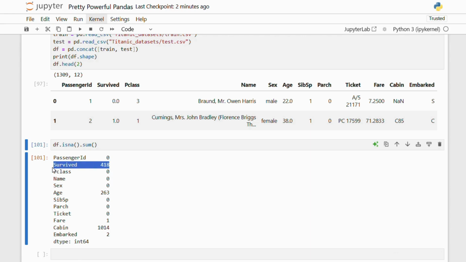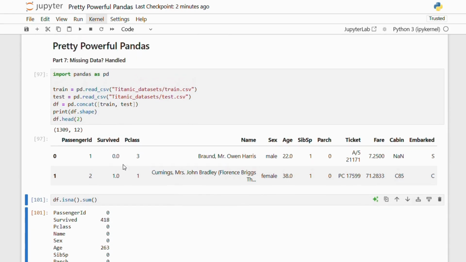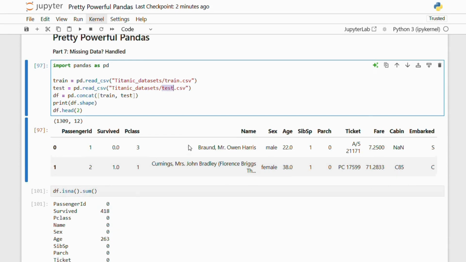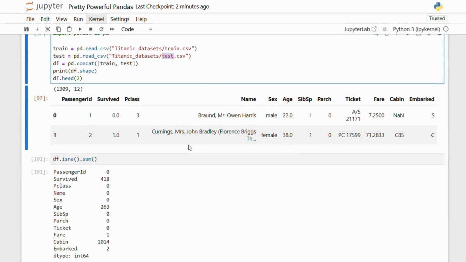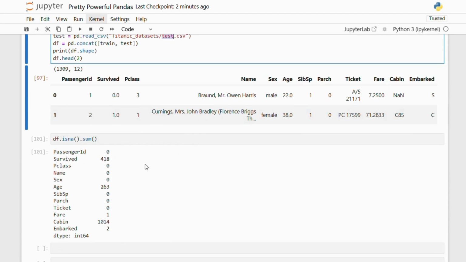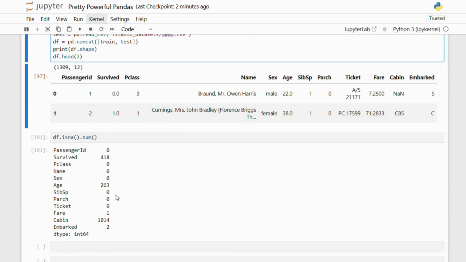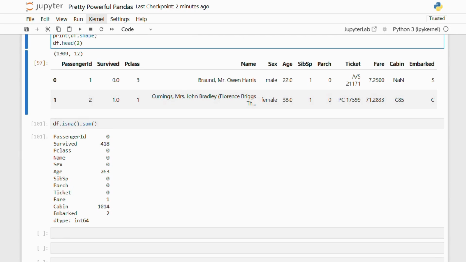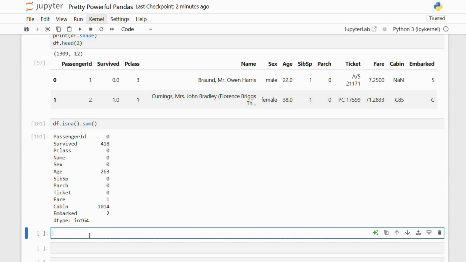So survived, we expect some missing data there because that's going to be our test data. Again, I'll come back to that when we do some machine learning in a later episode. But let's figure out how to deal with the rest of it. I'm actually going to start with cabin, if that's all right, because that's a massive amount of missing data. We've got over 1,000 rows that do not have any value for cabin. And we can't just get rid of those rows because that's the majority of our data set, and that would be losing too much information.